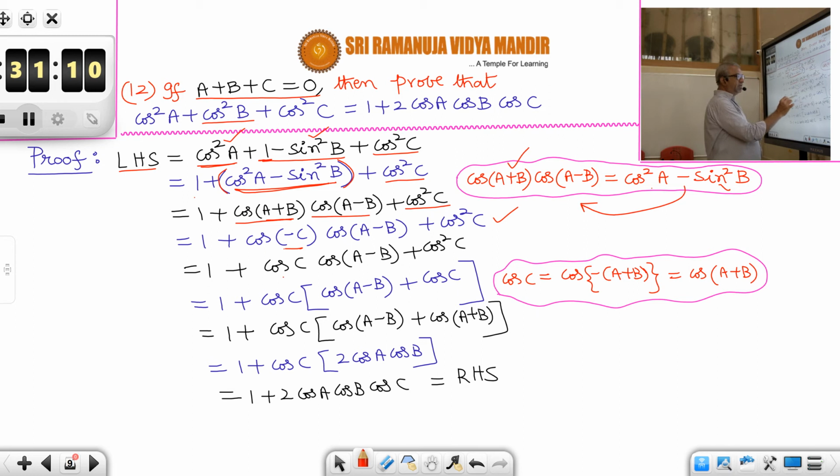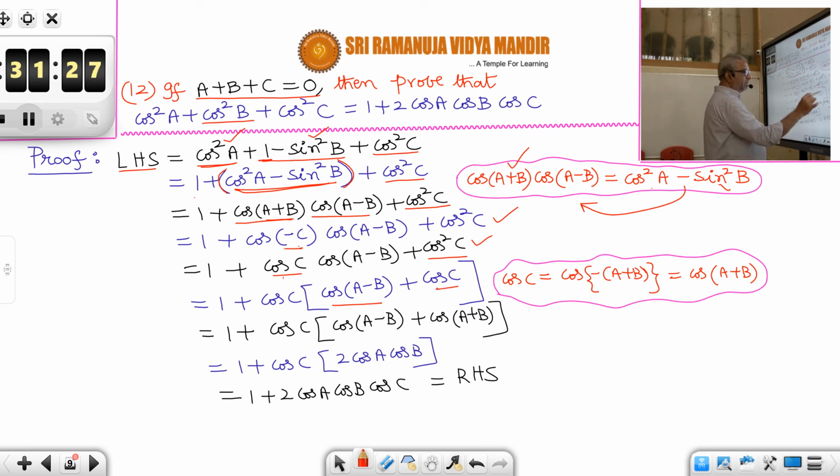So next step, cos c. That is the only change: cos minus c is equal to cos c. Now you can take cos c common in the second and third terms. So 1 plus cos c, in the bracket I get cos a minus b plus cos c.